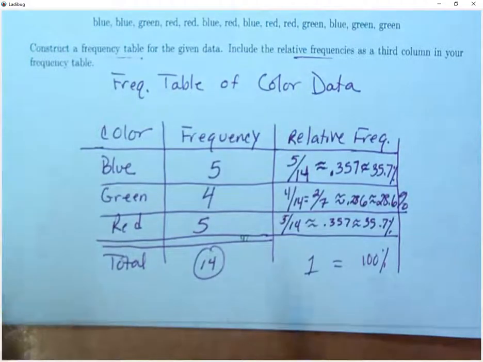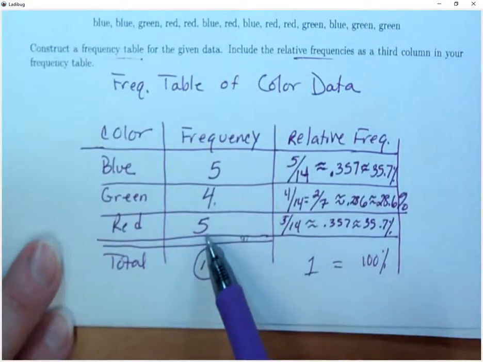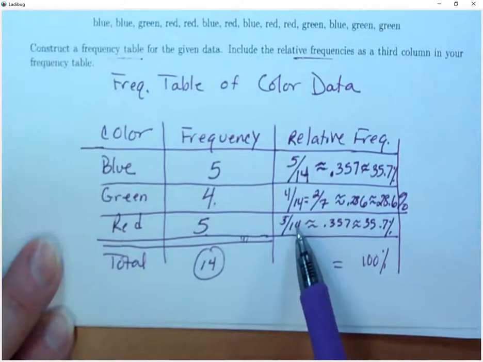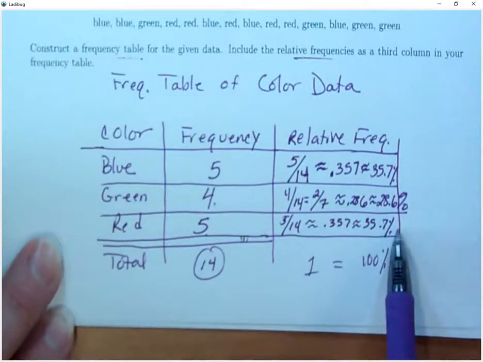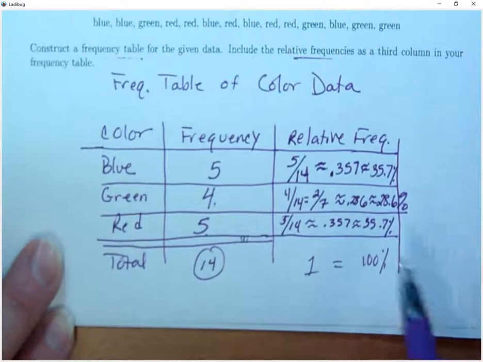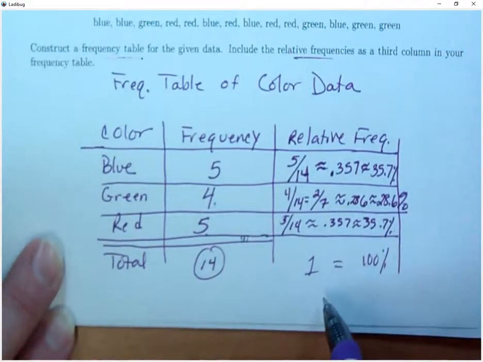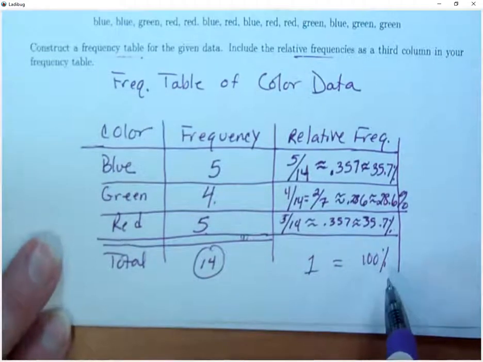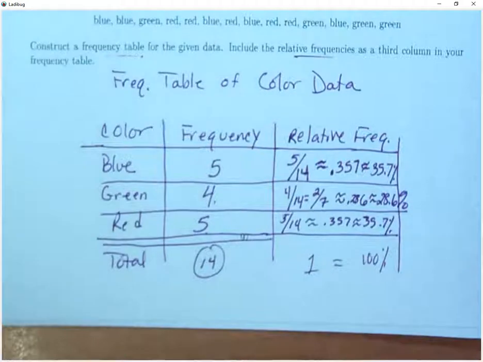Okay, so here's all our answers. There were 4 green, 5 red. So here's the percentages is what I focused on. You could, again, write it as reduced fractions also. If you totaled all those up, you would get 1, or you would get 100%. 1 and 100% are the same thing. So let's go on to the next page here.